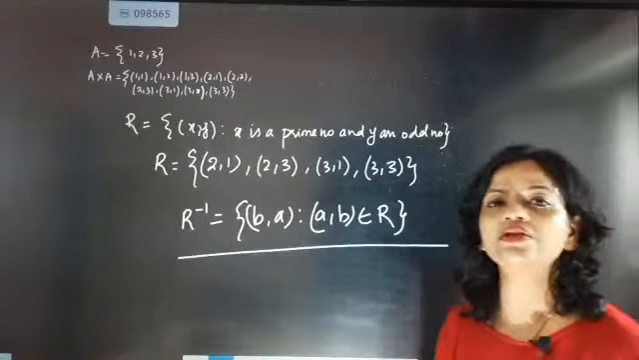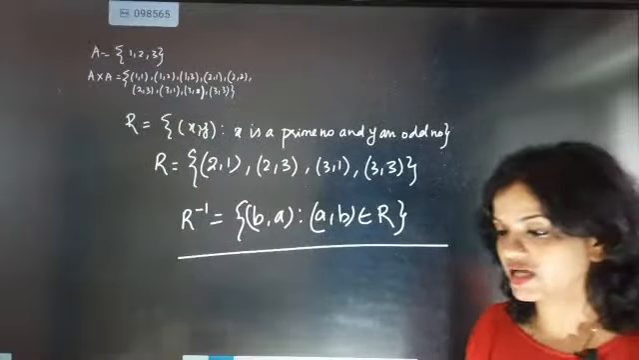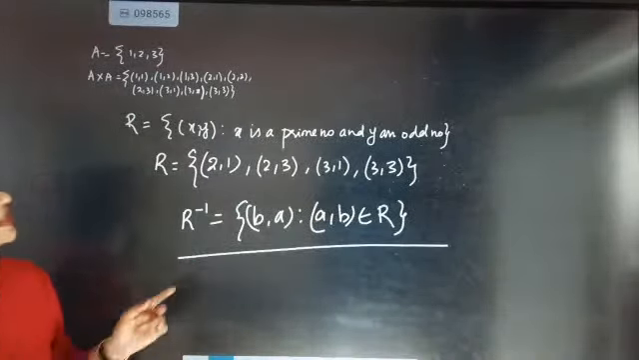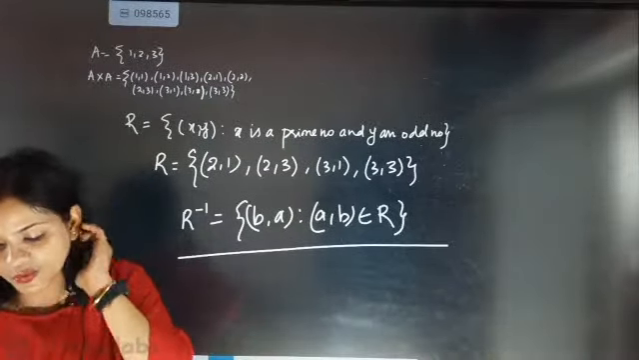I have written that R inverse is B comma A when A comma B is relation R. See the statement very nicely and then justify how much this statement is exactly correct.